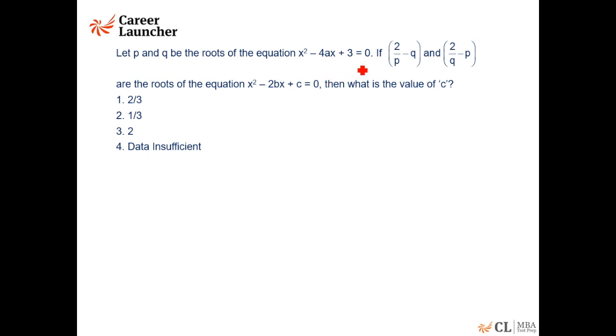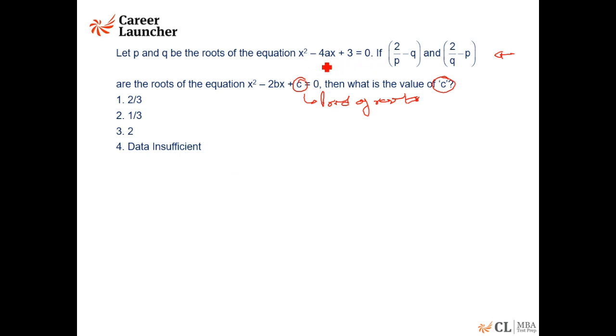Let P and Q be the roots of this equation. If 2 by P minus Q and 2 upon Q minus P are the roots of this particular equation, what is the value of C? Now before I even get into this part, what is C? C is nothing but the product of roots. So what we need to find is the product of roots. Okay, that's the first thing.